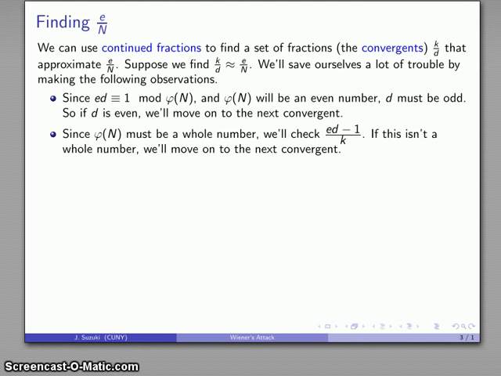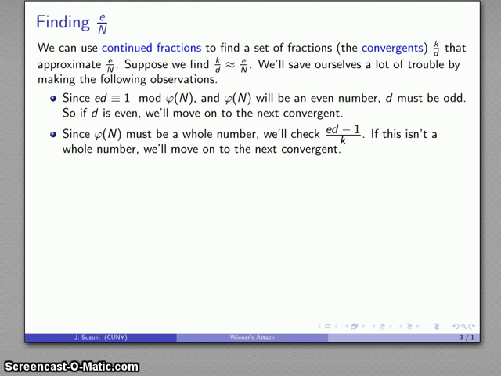The other thing that we want to check is that phi of n has to be a whole number. And so if you go back, we note that we had our guess as to what phi of n was as ED minus 1 over k. And so we check this value. And if this isn't a whole number, we know that our value of d and k won't work, and we'll move on to the next convergent.